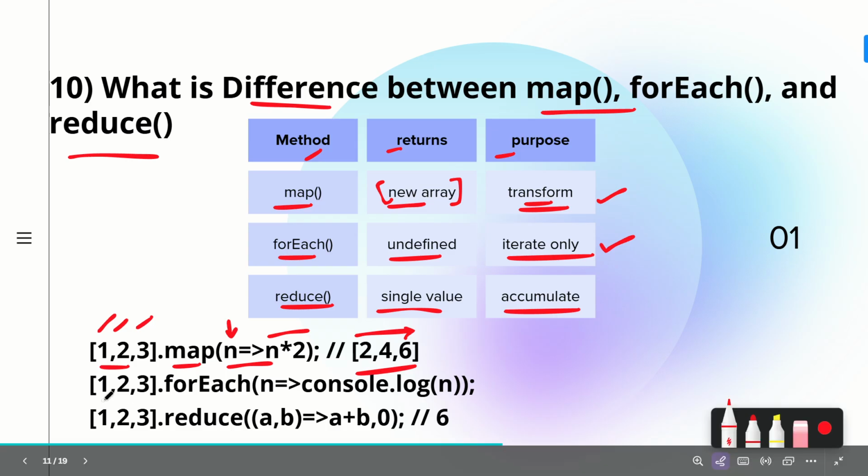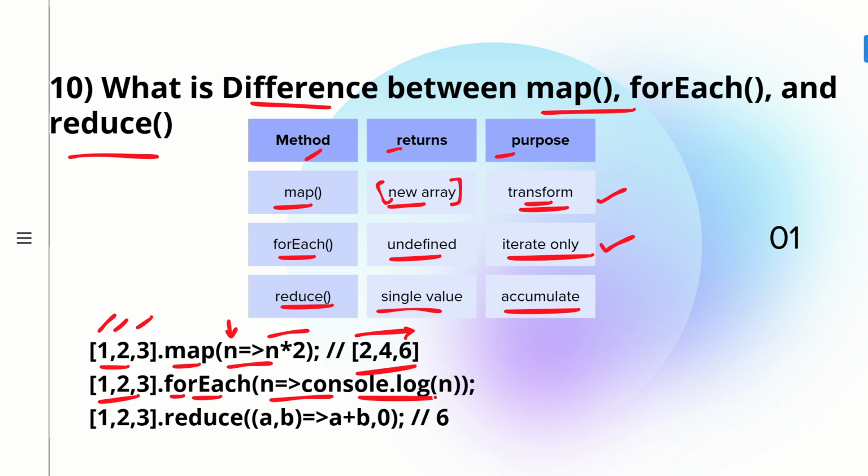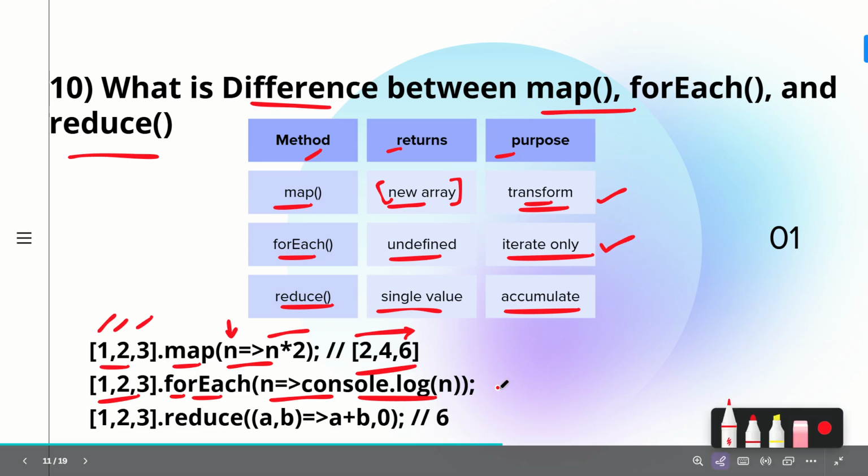Then you have forEach. forEach does not return you any value, right? It is not going to return you any value, it will just return undefined. But you can use forEach for iterating purposes. So you have the original array, you write forEach, and again you have to pass a callback function. In the callback function you can see I'm just iterating and trying to console.log every individual element of the array. I'm not doing any transformation logic here. So that is how you can use your forEach.